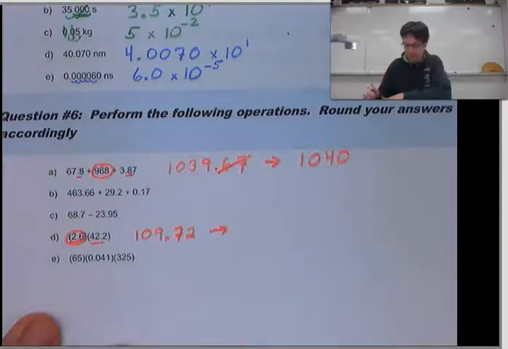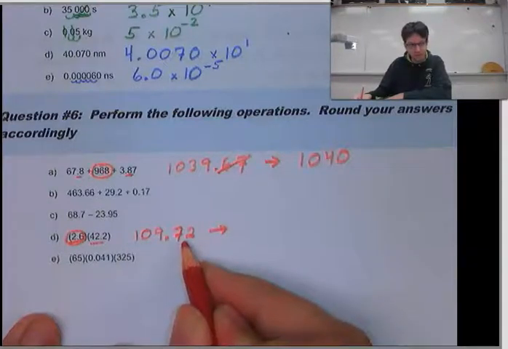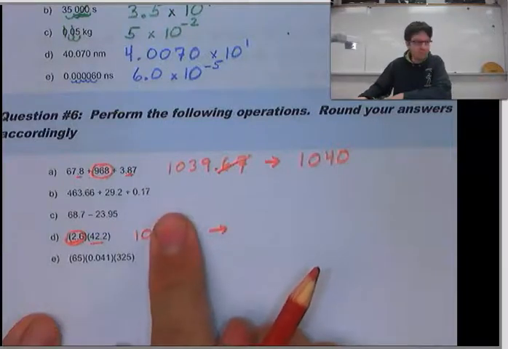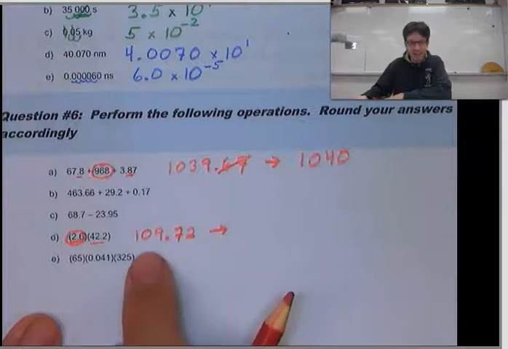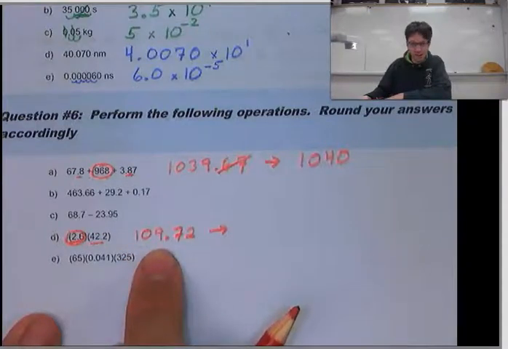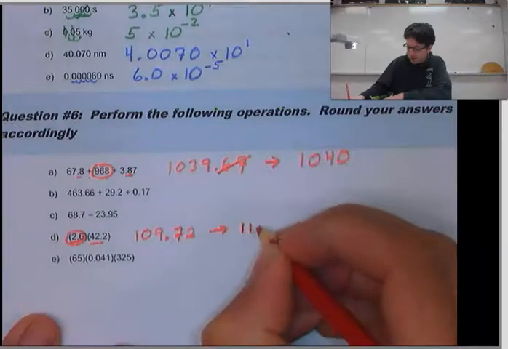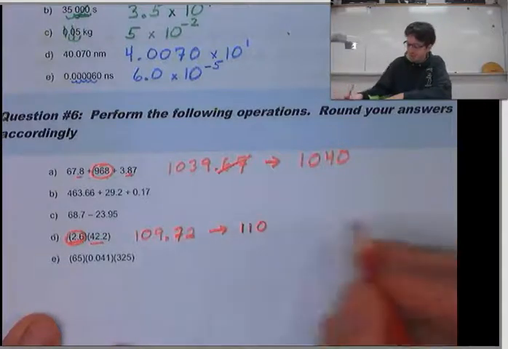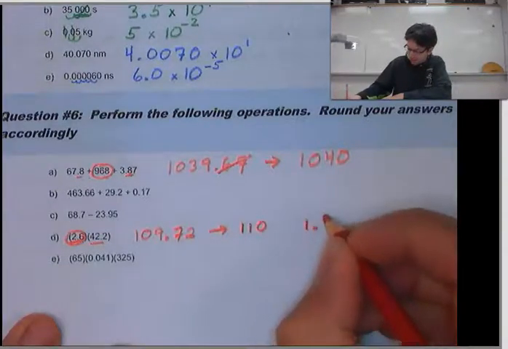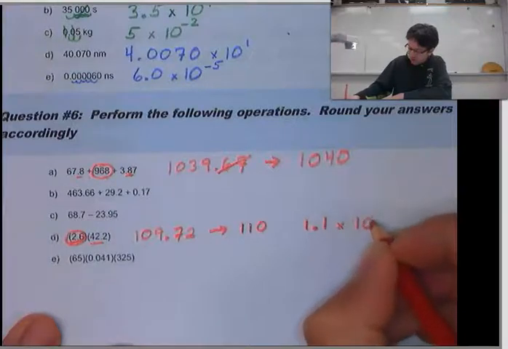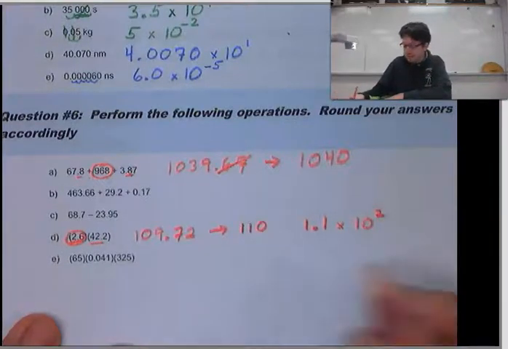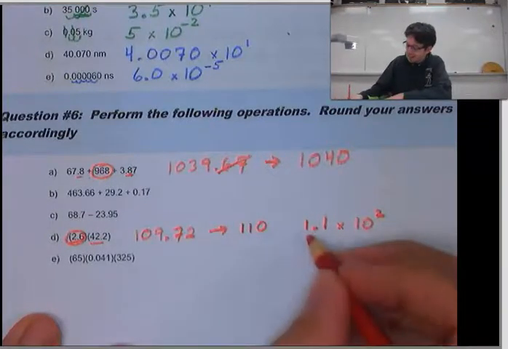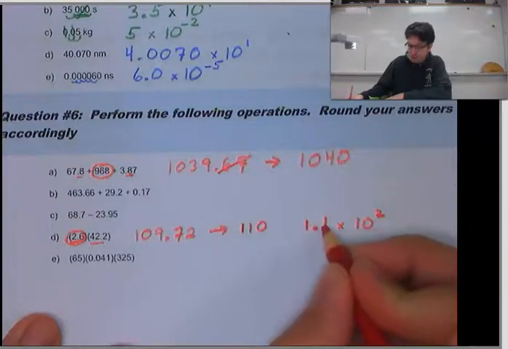Now here's the tricky part. How do you write this with 2 significant digits? You can't just cross out these 3 because it becomes 10. But 10 is nowhere near 109. So you would think you'd want to round to 110. The easiest thing to do is to write it in scientific notation and write 1.1 times 10 to the 2. And so now that still says 110, but in scientific notation, every digit is significant and we only have 2.